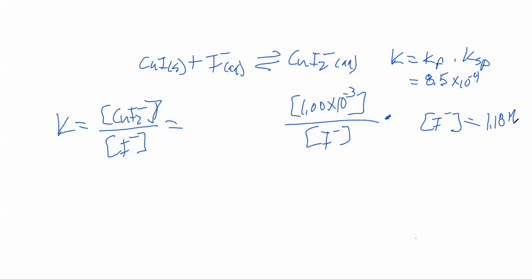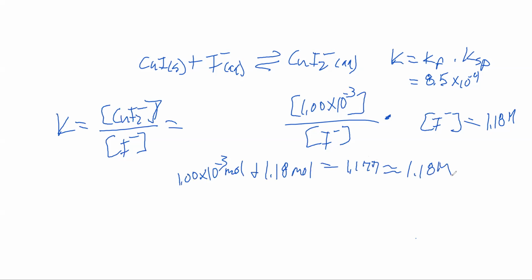Right? Now, we do know that some of that iodide that we put in there did get bound up with this copper iodide. So that would be our 1.00 times 10 to the minus 3 moles plus 1.18 moles, so it still ends up being about the same. So it didn't really matter, right? Because this amount that we had dissolved was so much smaller compared to how much we need to get in there to get that I minus concentration up high enough to make enough of that CuI.